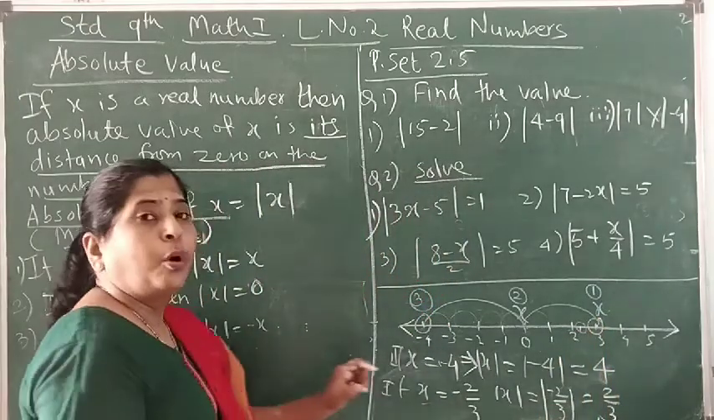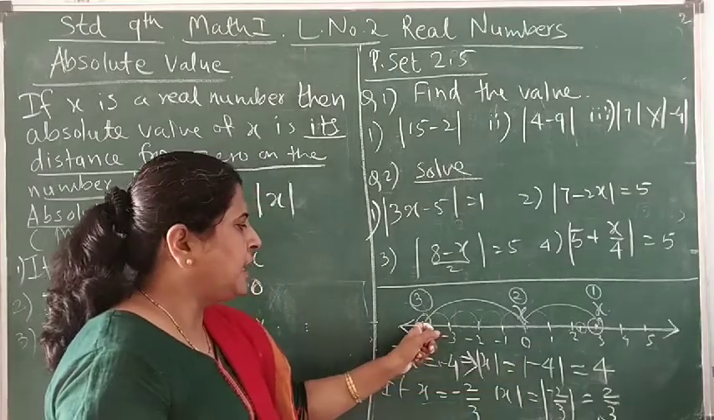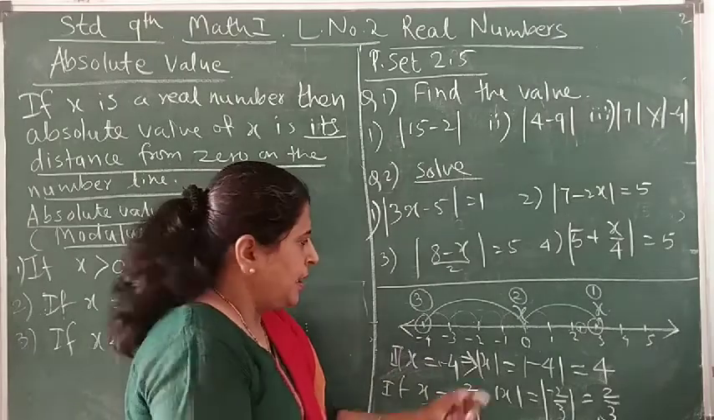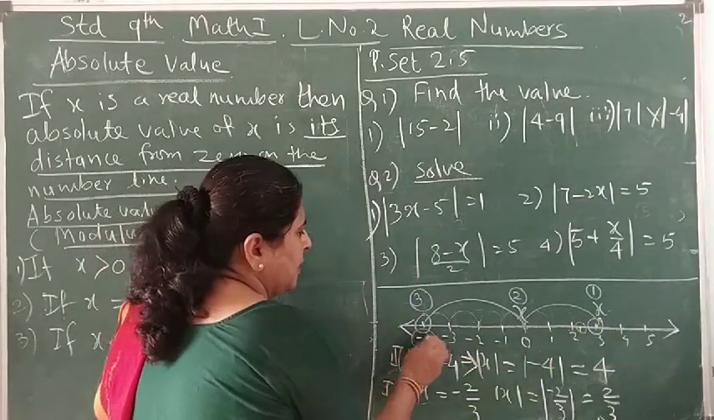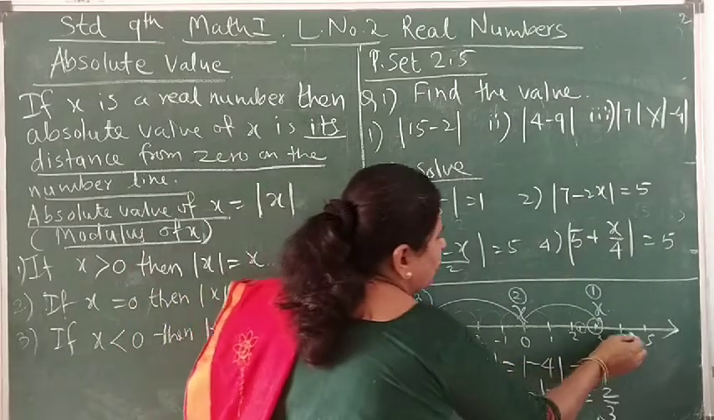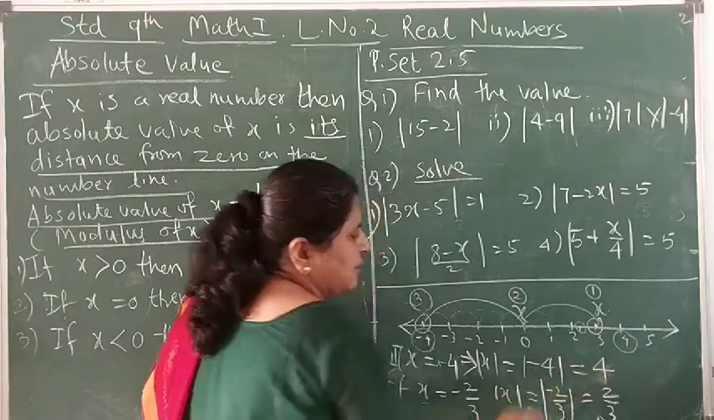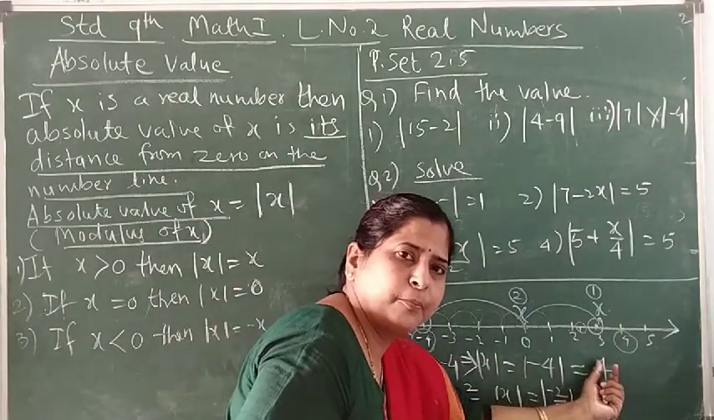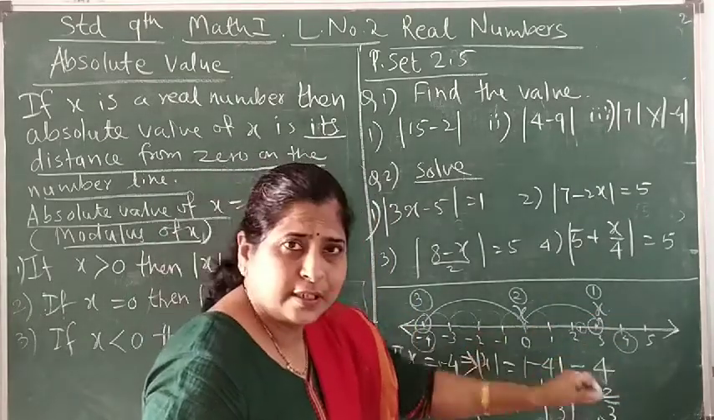Correct? 2 upon 3. So when the number is negative, its absolute value is its opposite number. Now minus 4 and 4, these two are opposite numbers. So the absolute value of minus 4 is 4. So if x is negative, its absolute value is positive, which means it's the opposite number.